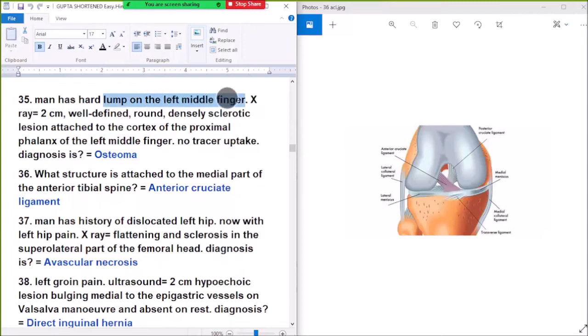Hard lump on the left middle finger. X-ray shows a 2 cm well-defined round and densely sclerotic lesion attached to the cortex of the proximal phalanx of the left middle finger. No tracer uptake seen.